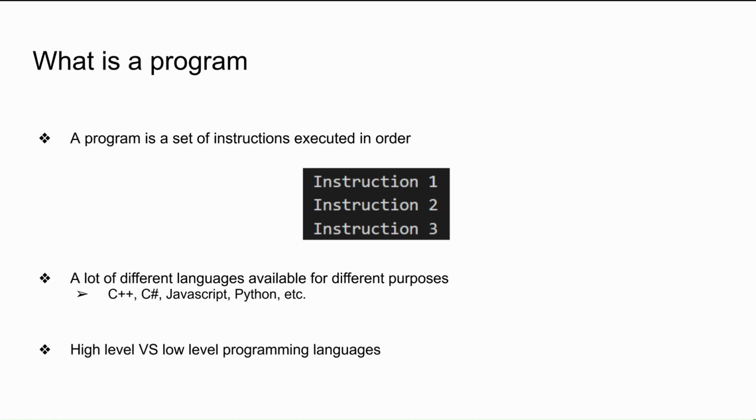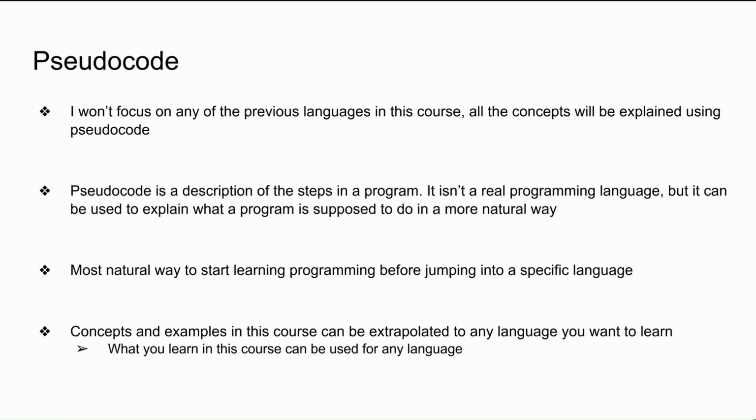Just to mention it in case you see it somewhere else and you don't know what it is, we call a high-level language in programming to those who are closer to the human language, and low-level to those who are closer to the computer language. In this course, I won't focus on any of the previous languages specifically. Instead, I will explain all the concepts using pseudocode.